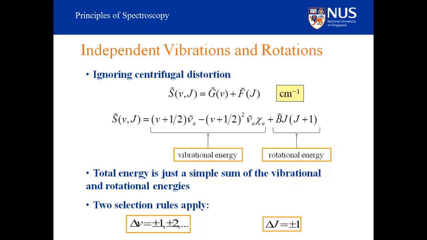To predict the spectrum that will result from rovibrational transitions, we need to take into account both the selection rules, that delta V can be plus or minus 1 or plus or minus 2, etc. But of course, transitions for delta V greater than plus or minus 1 will exhibit far weaker spectral line intensities, and that delta J is equal to plus or minus 1. Well, let's see how that will affect things.